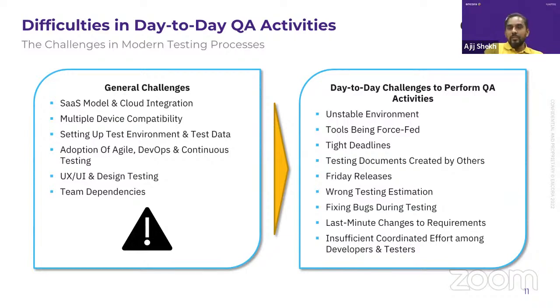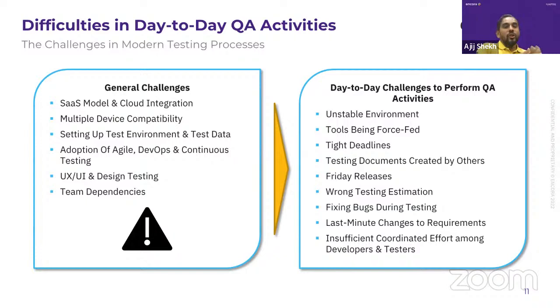Tools being forced in, then tight deadlines is a very important part. Tight deadline means we are covering everything in a single one-week sprint, and sometimes the developer gets more days compared to QA, and we have only one or two days. At that time it is very difficult to manage our deadline. The tight deadline is very important for current QA, most probably.